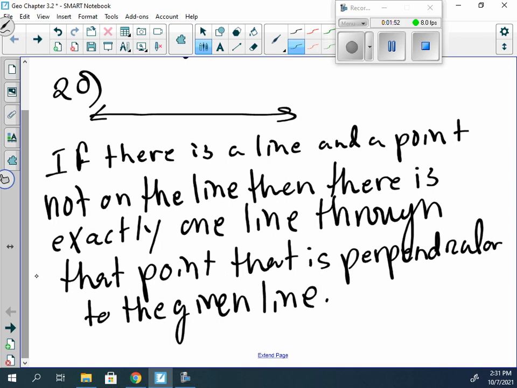And that's all we would need to do to make the correction for number 20. Because their statement is wrong, and this is what we need to do to correct it. And then number 8, name a pair of perpendicular lines.